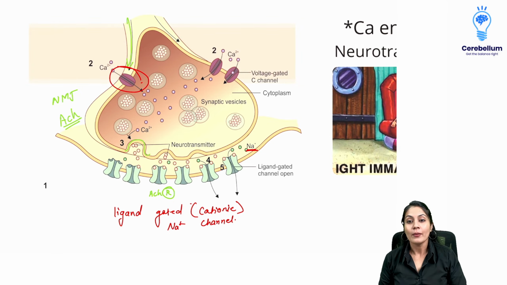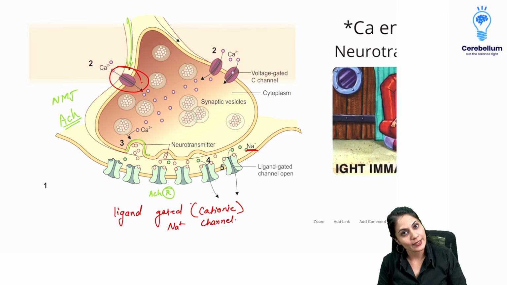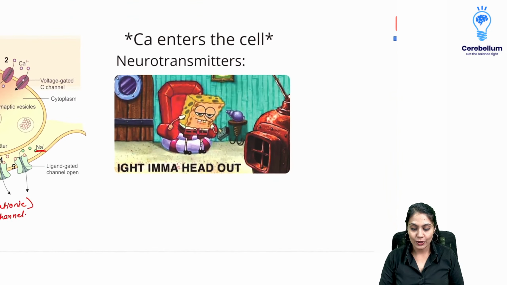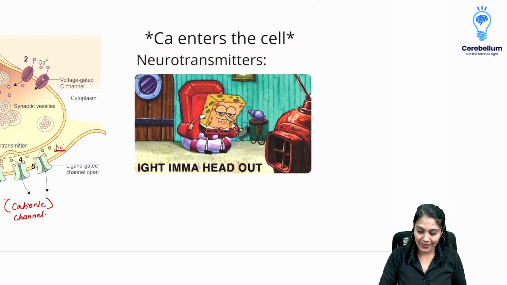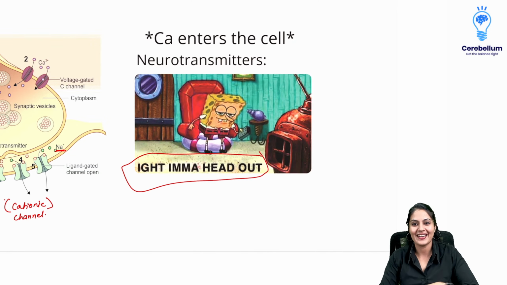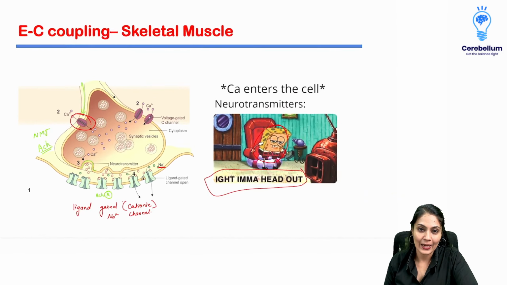Now please remember, because of the entry of sodium, what will happen? Definitely there will be generation of an action potential. The action potential has now taken place in the muscle. Please remember that. Now see over here, when calcium enters the cell, then definitely the neurotransmitter has to exit. So this is like a neurotransmitter. Whenever calcium enters the cell, the neurotransmitter has to undergo exocytosis, exiting out, right?